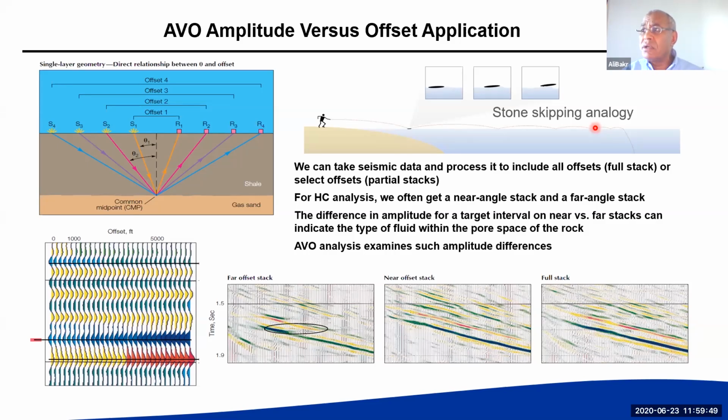That the far offset will give you higher amplitude. So in amplitude versus offset, as the offset increases, the amplitude increases, as you can see in here. So this is the near offset, and this is the far offset, and this interval is a sand saturated with gas. As you can see, as you go from the near offset to the far offset, the amplitude increases, giving an indication of the presence of gas. Actually, this is a simple rule of thumb, and this rule has a lot of deviation from it.